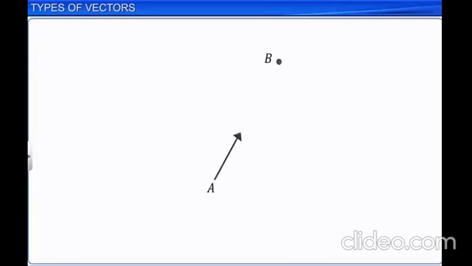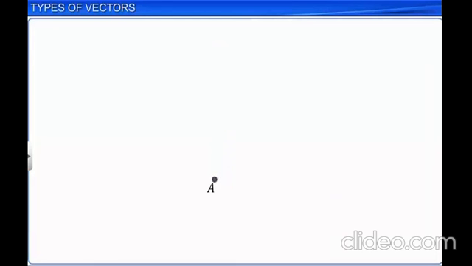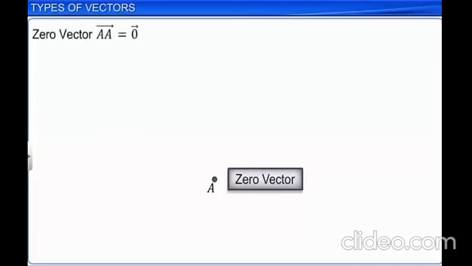You already know that a vector is a directed line segment. You also know that the starting point of a vector is called its initial point, and its end point is called its terminal point. A vector whose initial and terminal points are the same is called a zero vector. A zero vector is denoted by 0 with an arrow above it, since the length of the line segment forming a zero vector is nil. The magnitude of a zero vector is 0. A zero vector has no fixed direction.